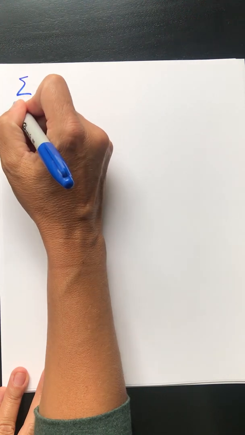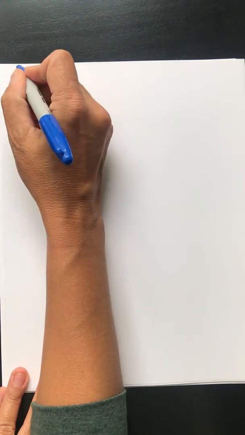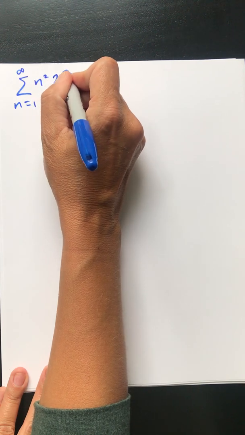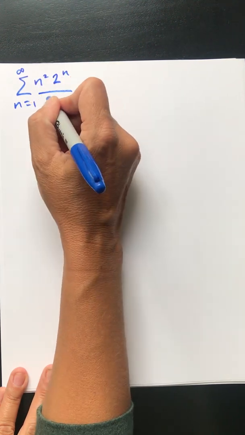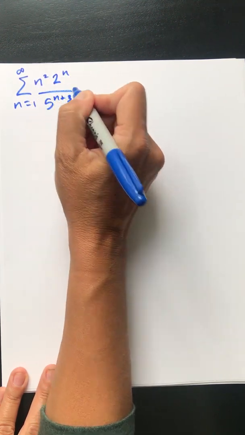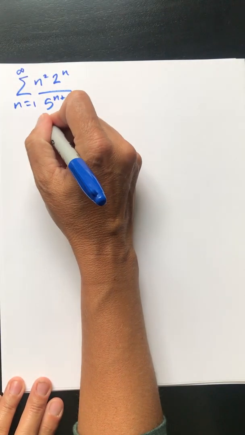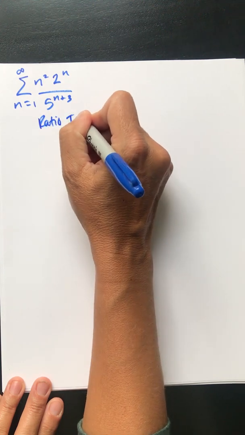So let's look at the sum from n equals 1 to infinity of n squared times 2 to the n over 5 to the n plus 3. Now I have some exponents. I also have some polynomials. I don't want to do my nth term test, so this is a good time for the ratio test.